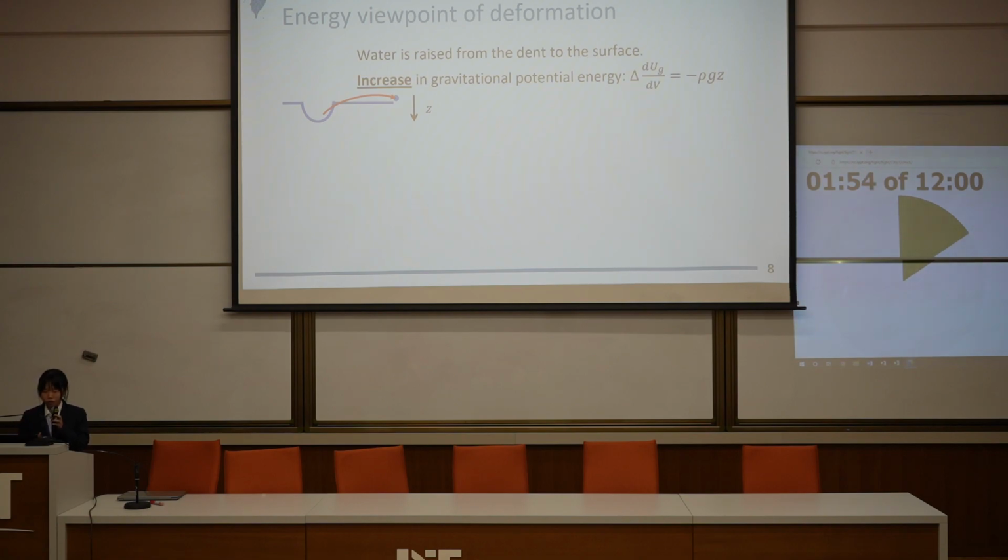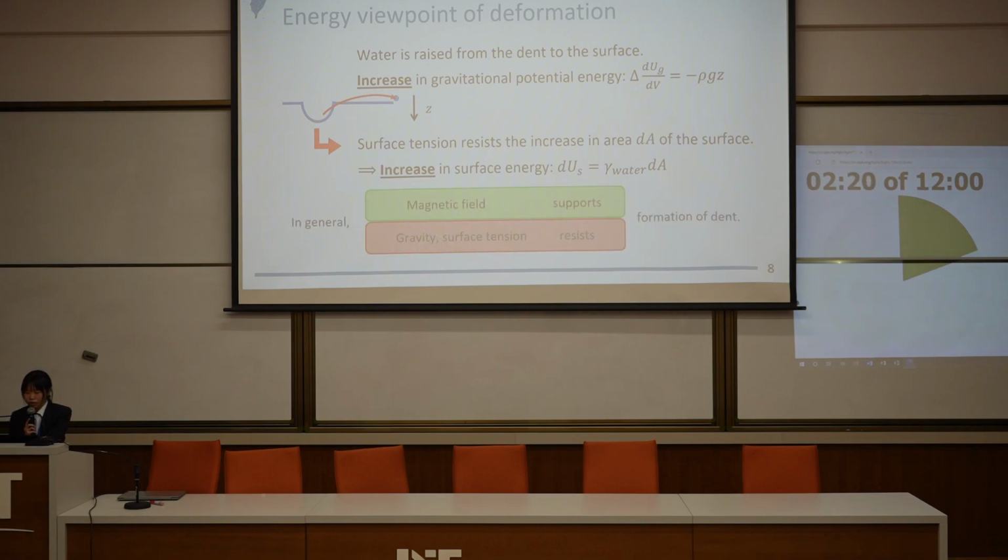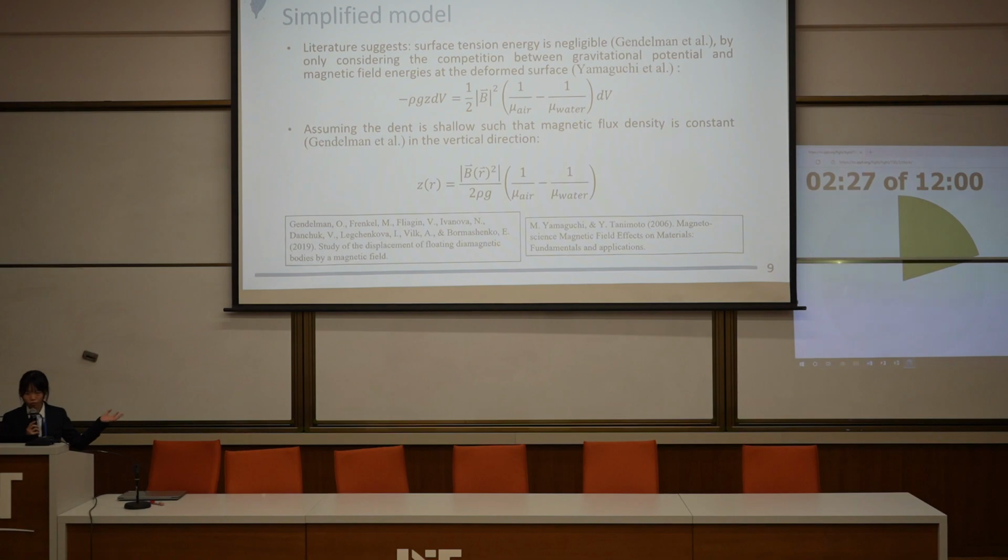When the water is raised to the surface, there will be an increase in potential energy. And because the surface is deformed, there will be an increase in surface area and so in surface energy. In general, the magnetic field will push the water down and support the formation of the dent, while gravity and surface tension will resist and try to pull it back, as I just explained. We have a simplified model here without the surface tension, as it's suggested by the literature.